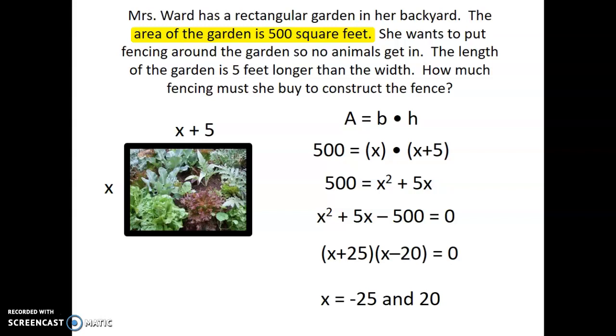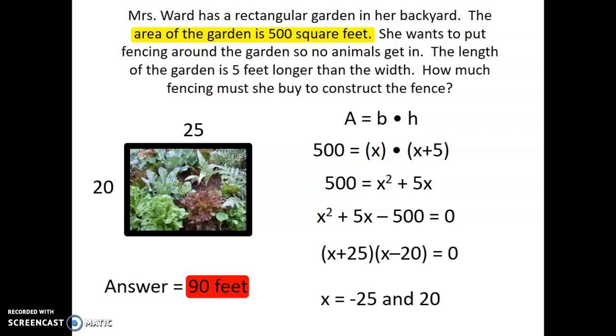So we put 20 in for x, and we put 20 in for x again, and then add it to 5 gives you 25. And then all the way around the rectangle, we have 20 and 20, and then 25 and 25 gives you a grand total of 90. And it takes 90 feet to encircle the whole rectangular garden. So that's what we're looking for as an answer. Again, make sure that you read the actual question to make sure you understand that there might be something else to find besides just finding out what x is.